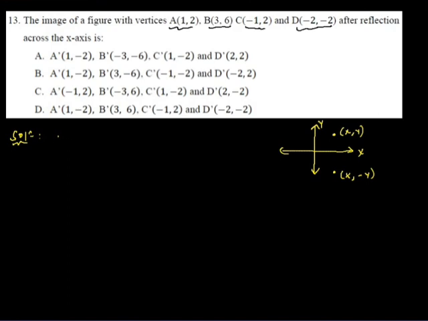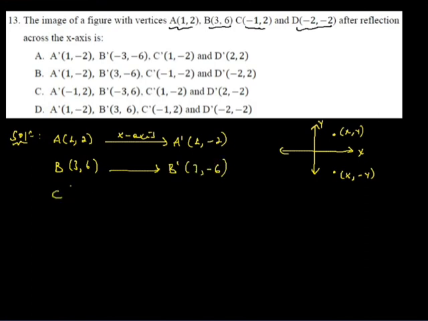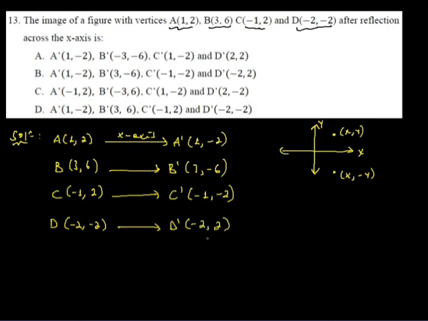So take the point A. The point A is (1, 2). The image of this point A under the reflection on the x-axis is (1, minus 2). The second vertex B is (3, 6). Whenever we reflect this on the x-axis, the image will be (3, minus 6). The image of a point C (minus 1, 2) will be C prime with entries (minus 1, minus 2). The only thing that changes is the second entry changing its sign. The point D is (minus 2, minus 2). This will have an image D prime with entries (minus 2, 2). So these are the images of the points under the reflection on the x-axis.